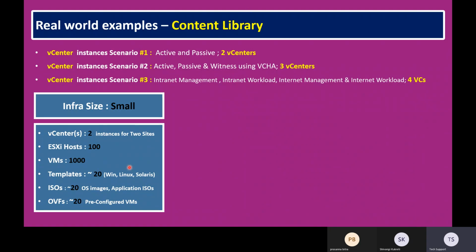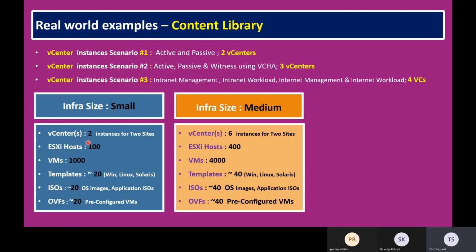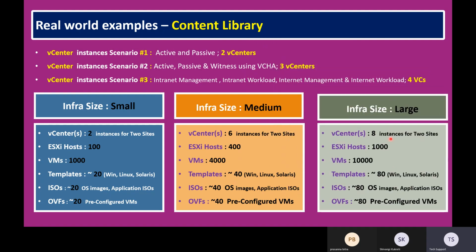The same scenario is applicable for a medium scale organization. But the count of servers is 3 vCenters, which means if you have 2 sites, each site runs 3 vCenters. So 3 plus 3, I have given 6 instances for 2 sites, and the ESXi host count increased to 400, VM count also increased to 4000, and the template, ISO, OVF files also. I have given average counts. The counts will vary slightly from organization to organization. Even if you have multiple template ISOs, the concept is the same. It will be a manual task without content library, and the same applies to a large organization also.